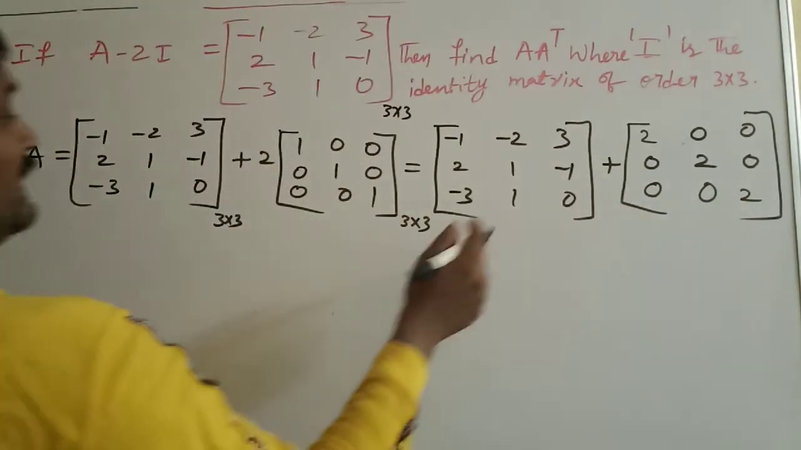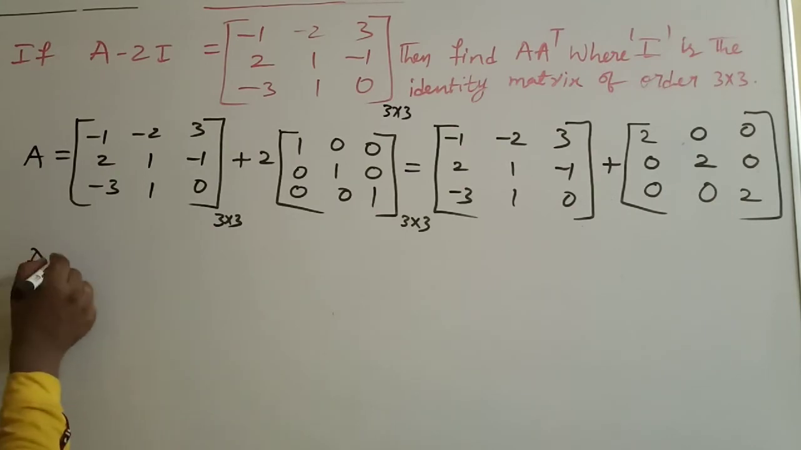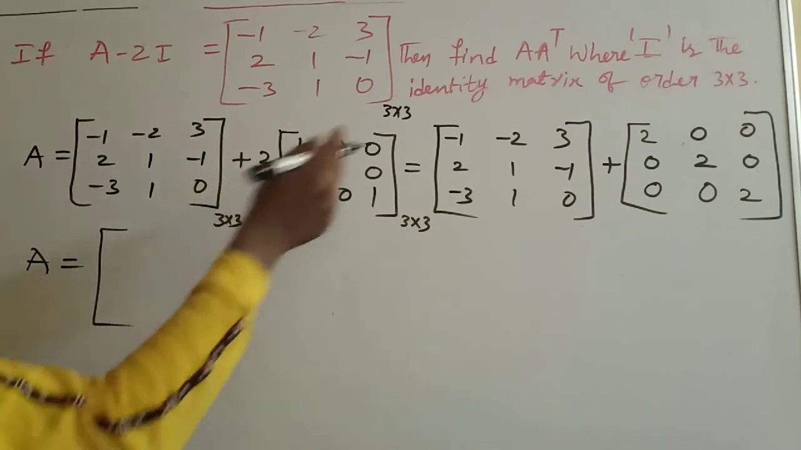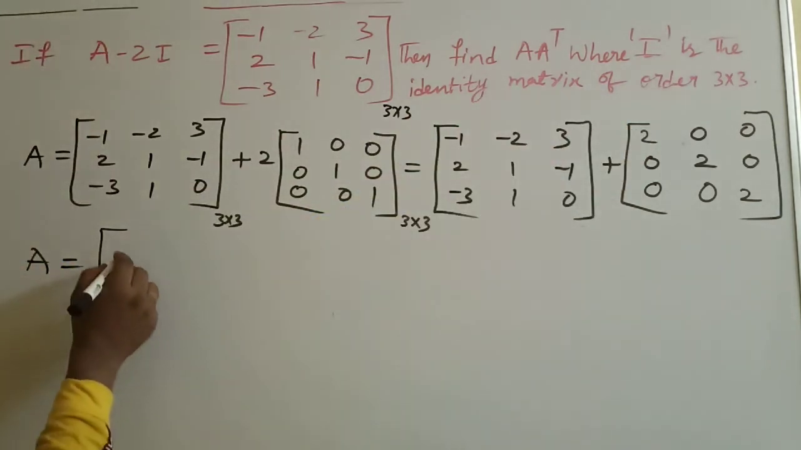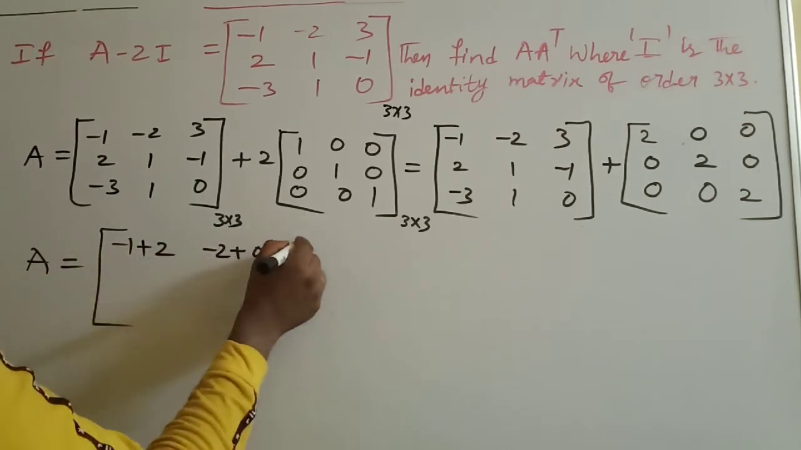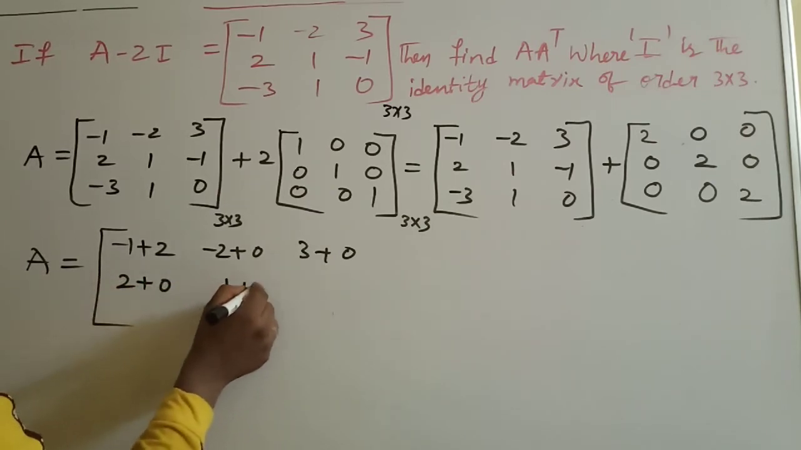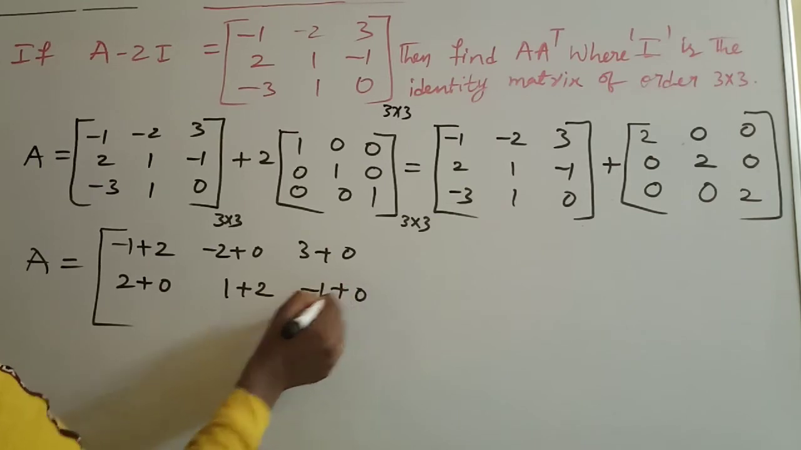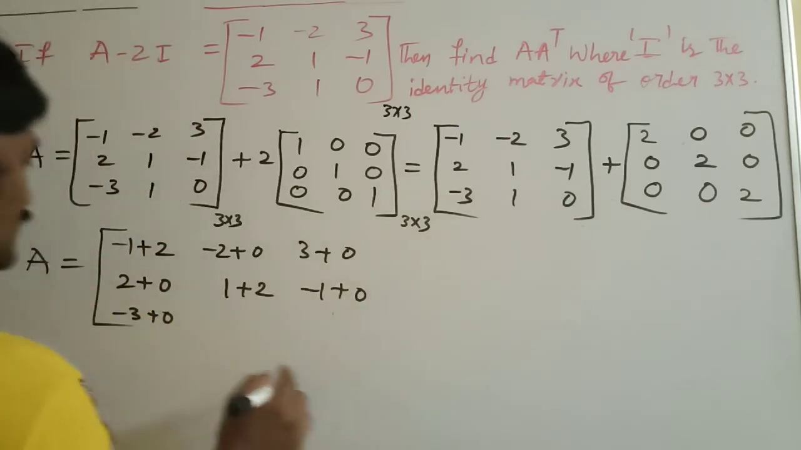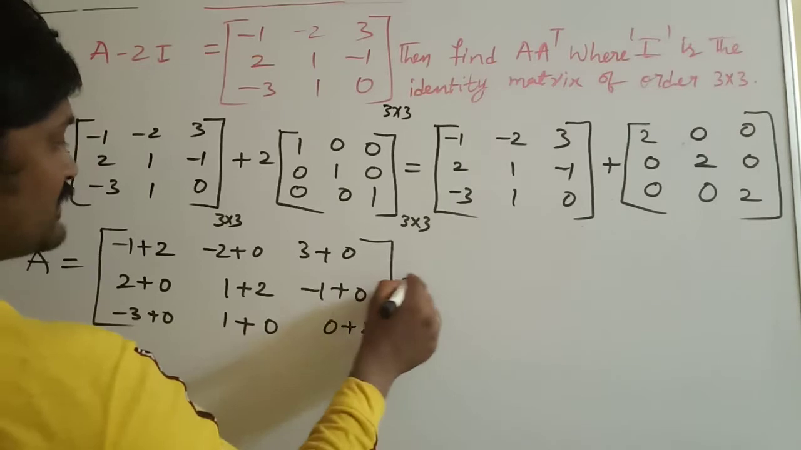Now you see the orders are the same, so we can add them, and like that we get the A value. When you add, what are you going to get? Minus 1 plus 2, minus 2 plus 0, 3 plus 0, 2 plus 0, 1 plus 2, minus 1 plus 0, minus 3 plus 0. These are the corresponding elements I am adding. Now 1 plus 0, 0 plus 2. Add, what is your answer now?